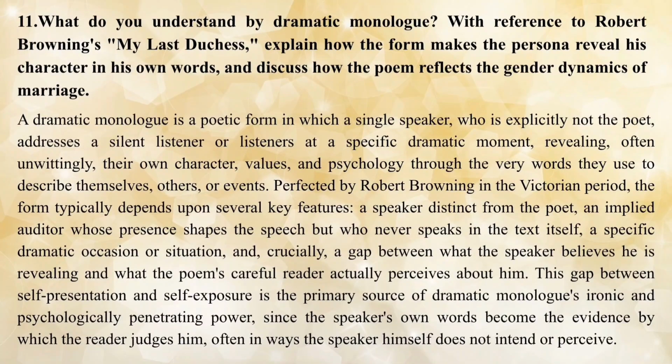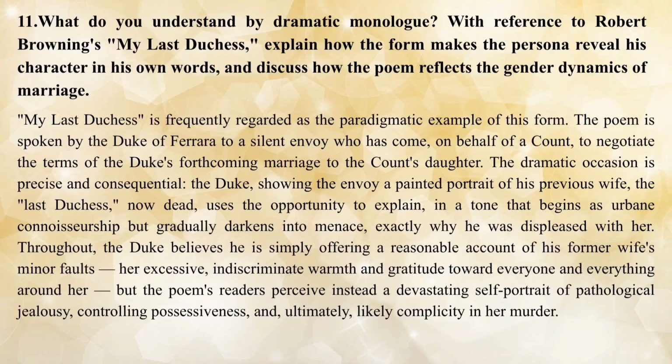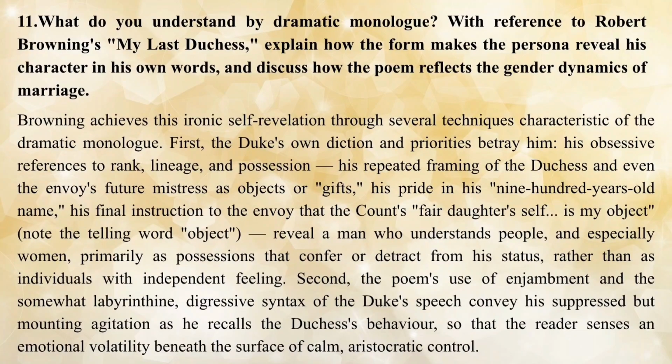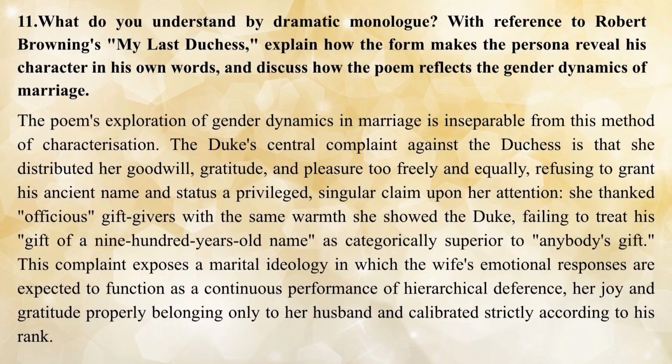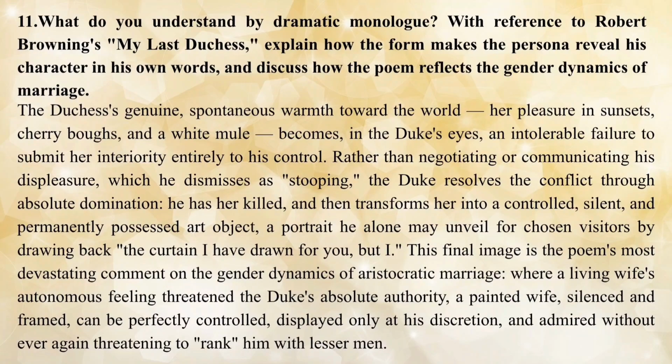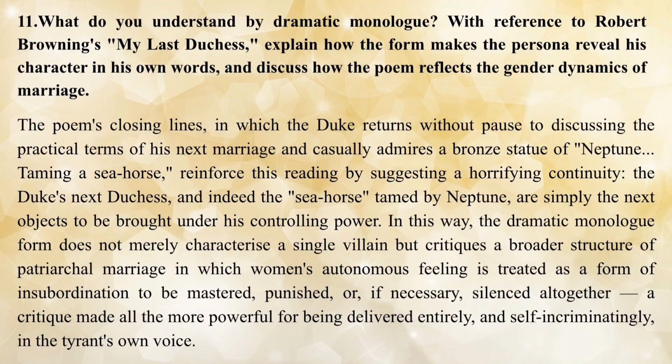Question number 11. Explain dramatic monologue with reference to My Last Duchess and its gender dynamics. A dramatic monologue involves a single speaker addressing a silent listener, unintentionally revealing their true character through their own words. In My Last Duchess, the Duke believes he is simply explaining reasonable complaints about his last wife, but readers see a portrait of controlling jealousy, culminating in the implied confession that he had her killed. On gender, his real complaint is that she wouldn't reserve her warmth exclusively for him, treating her instead as property to be tamed, just like the bronze Neptune statue he admires at the end.